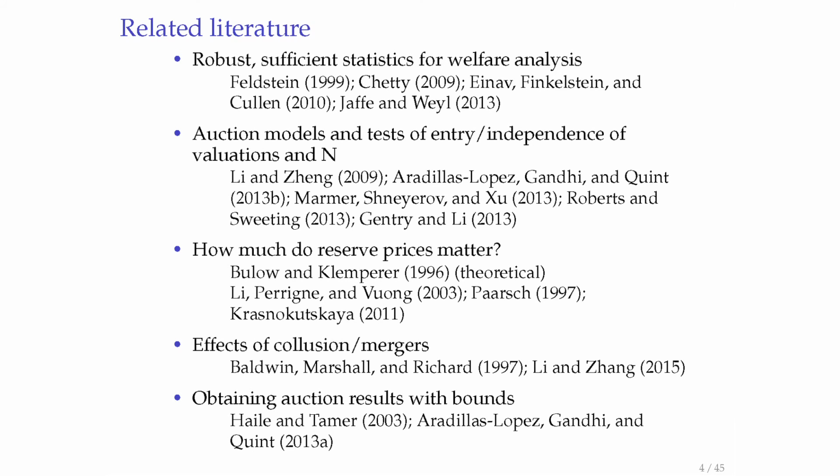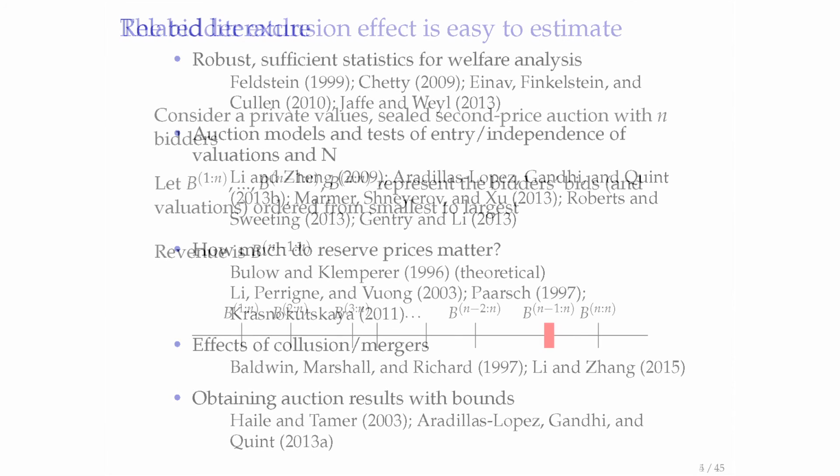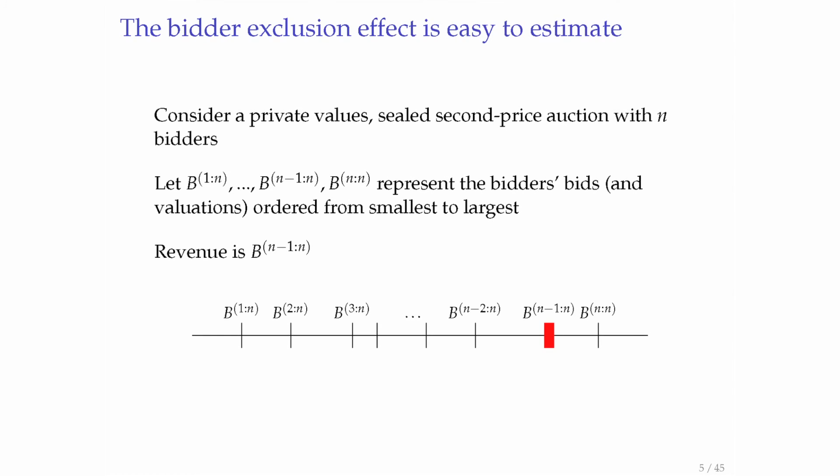We focus in the body of the paper on ascending auctions as our illustrative example, but we talk about in the appendix how you can also extend this to first price auctions and other settings as well. So to illustrate the bidder exclusion effect, what we mean by this and how you could compute it easily, consider first just a private values sealed bid second price auction. We'll explain how you don't need all those assumptions, but it's easier to illustrate it this way to begin with.